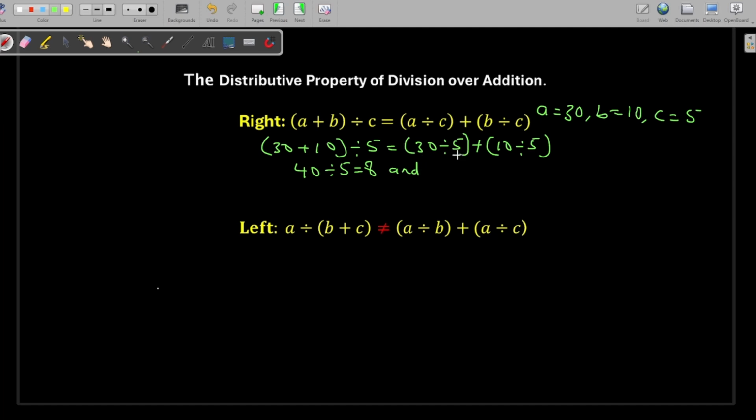30 divided by 5 will give us 6, plus 10 divided by 5 will give us 2, which is also 6 plus 2 will give us 8. So you see, we end up having same results. So you can see that division is distributive over addition from the right hand side, but not from the left, as we shall see.